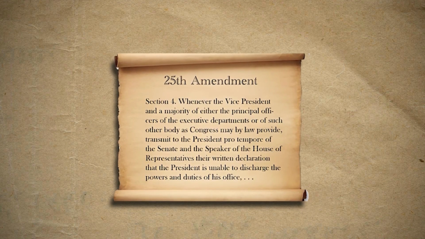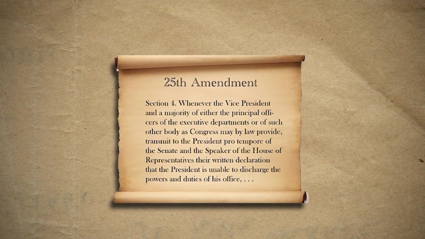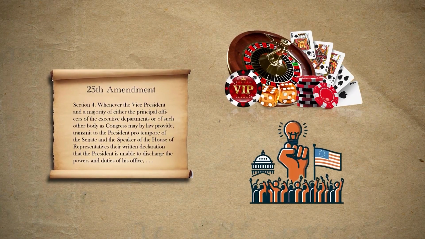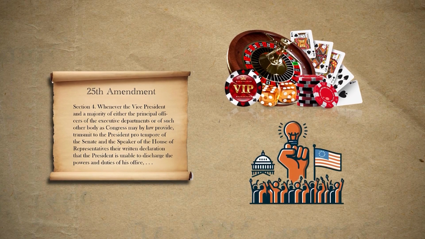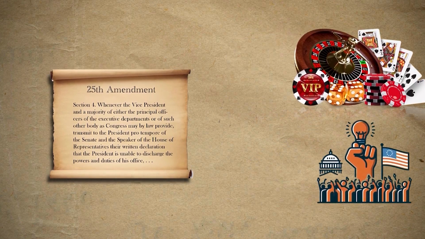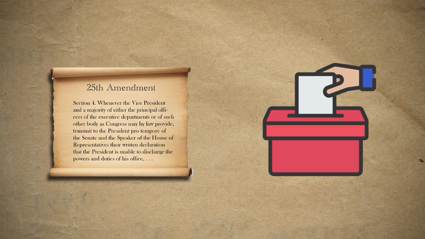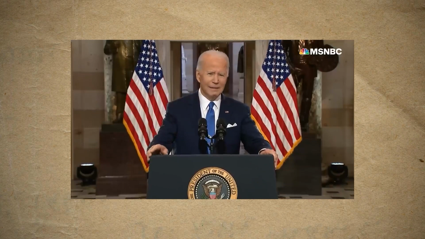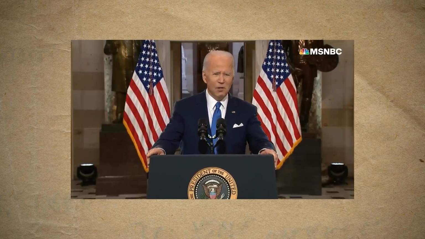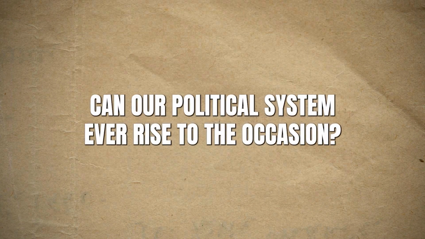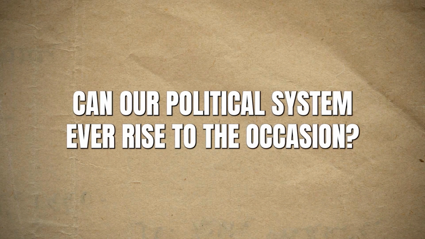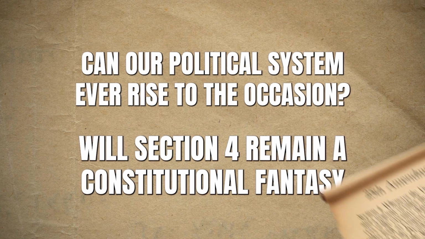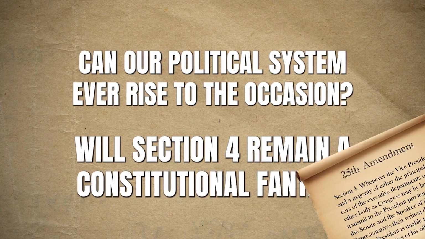Section 4 of the 25th Amendment is a fascinating paradox. On paper, it's a powerful tool to protect democracy. In practice, it's a near impossible gamble, a Hail Mary pass in the game of politics. Its greatest strength, the need for broad consensus, is also its fatal flaw in a nation as divided as ours. The question we must ask ourselves is this: can our political system ever rise to the occasion? Or will Section 4 remain a constitutional fantasy, a safeguard that crumbles under the weight of political reality?